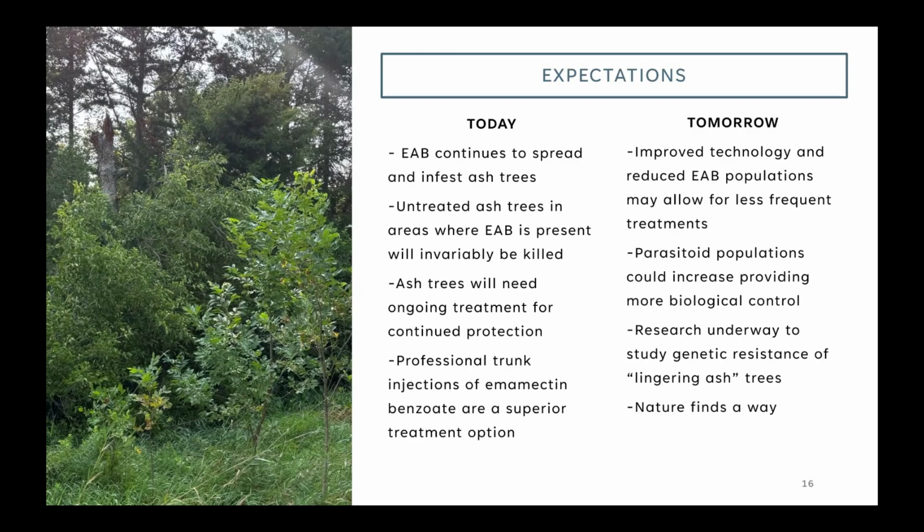The treatment options that are currently available will need to be applied at appropriate intervals and likely for the life of the tree as long as emerald ash borer is present. And then professional trunk injections of emamectin benzoate are a superior treatment option, although there are other options available. And so for tomorrow, we look toward improved technology and potentially reduced EAB populations, allowing for less frequent treatments. Parasitoid populations could increase and provide more effective and more biological control.